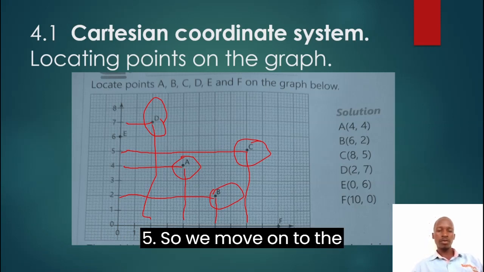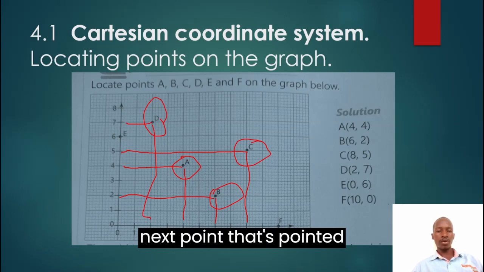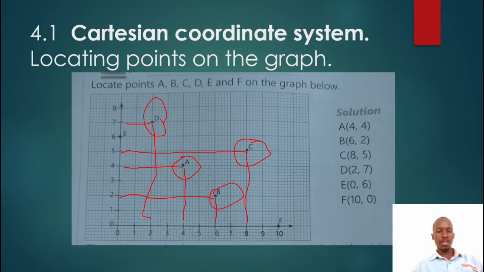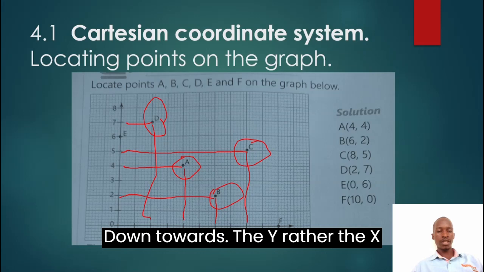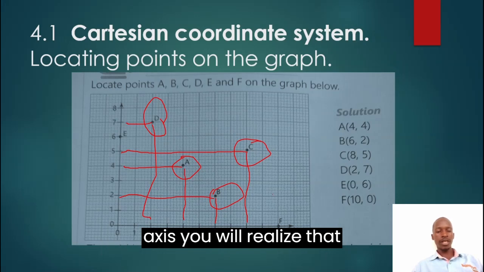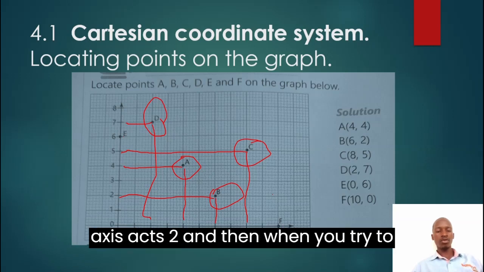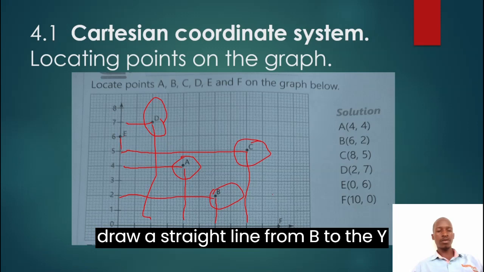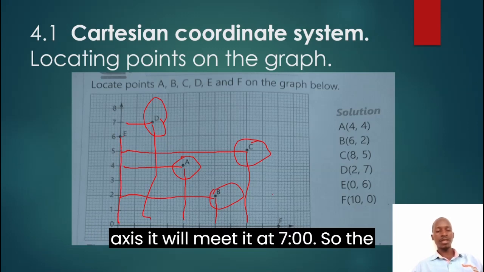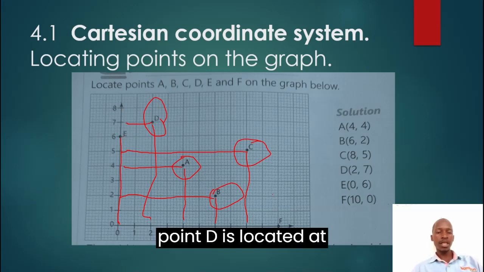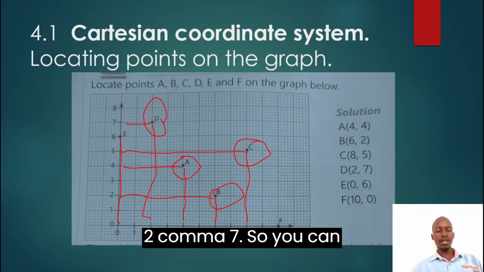So we move on to the next point, that's point D, up here. So point D, try to draw a line from point D down towards the x-axis. You will realize that it meets the x-axis at 2, and then when you try to draw a straight line from D to meet the y-axis, it will meet it at 7. So the point D is located at 2, 7.